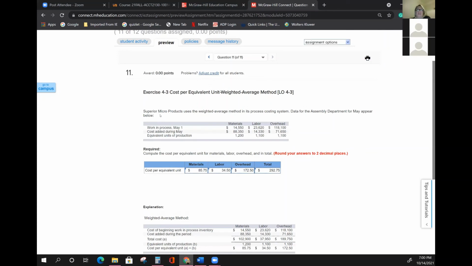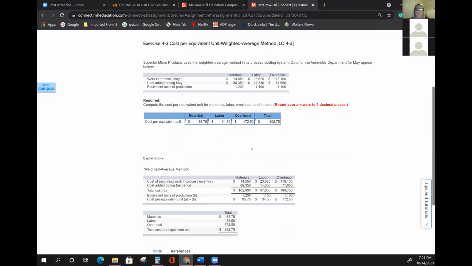Okay. Superior Micro Products uses the weighted average method in its process cost system. Data for the assembly department for May appear below. So now it's giving me my work in process in the beginning of the month, my cost that was added during May, and the equivalent units underneath that. It's got material, labor, and overhead. It says compute the cost per equivalent unit for materials, labor, overhead, and in total. So we're going to add it all together in the end. So we're going to break it out, and you'll have to know how to do this.